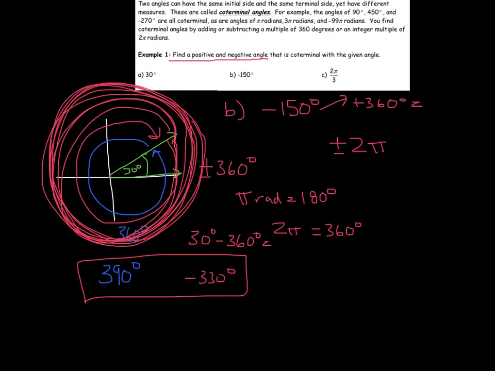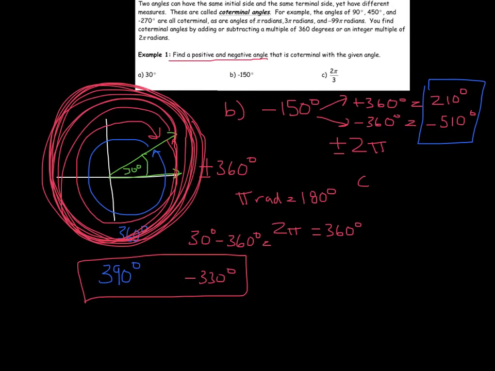And we end up getting 210. And then, if we want to get a negative one, we would subtract 360. And that's going to give us negative 510. And those are the answers to letter B. All right, letter C.